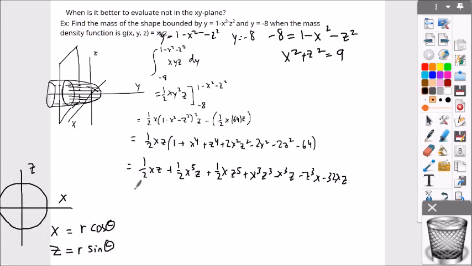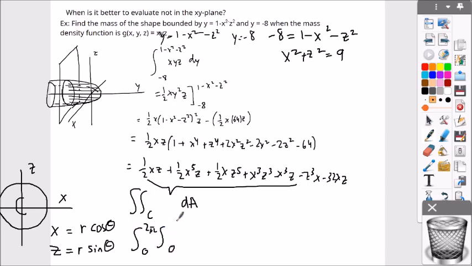What will we end up getting? We will end up getting the double integral of the region D, or C, short for circle. So double integral of C of this abomination, dA, and this is the integral from 0 to 2 pi of the integral from 0 to 3 of this r d theta. What is this? This is 1/2 r squared sine theta cosine theta.